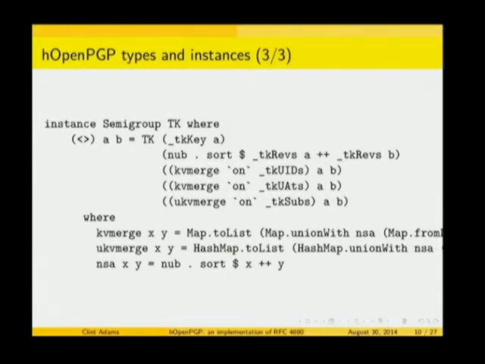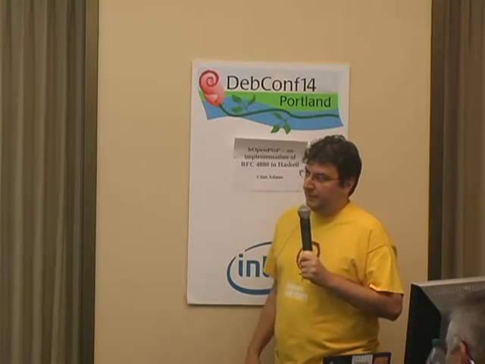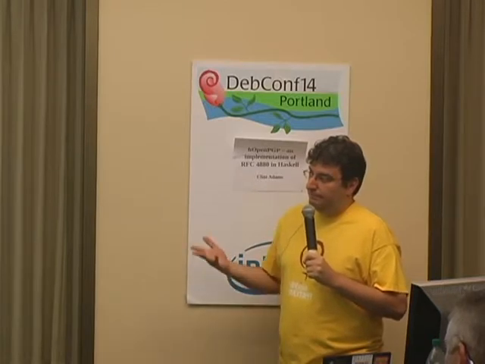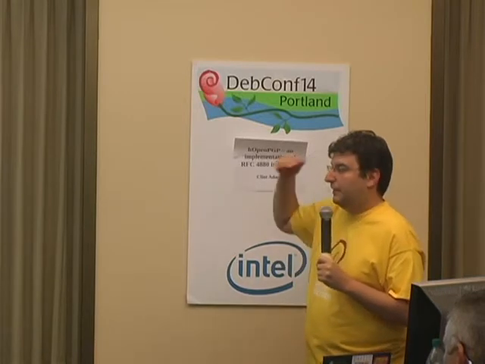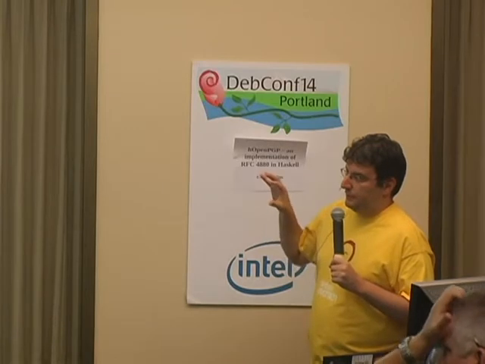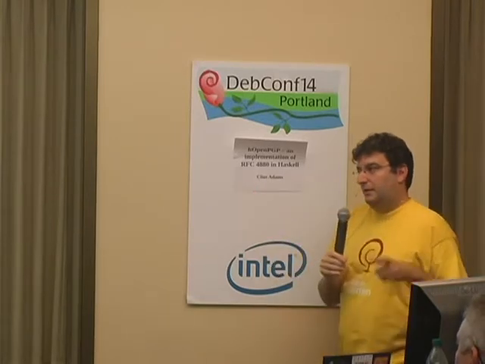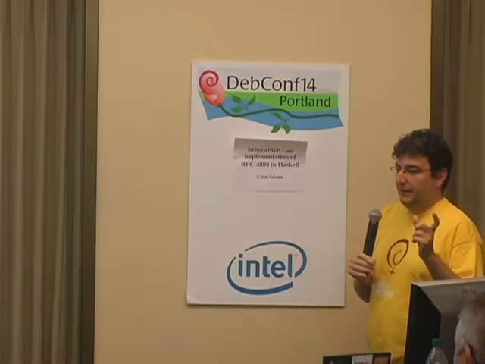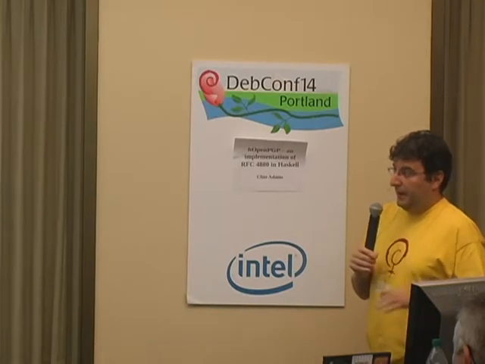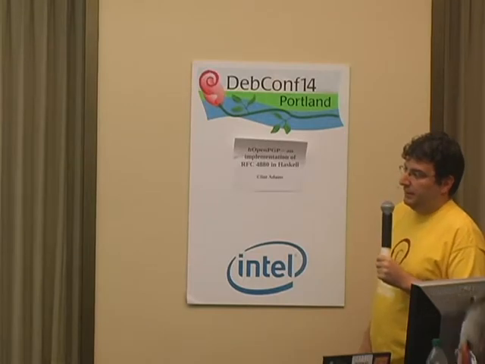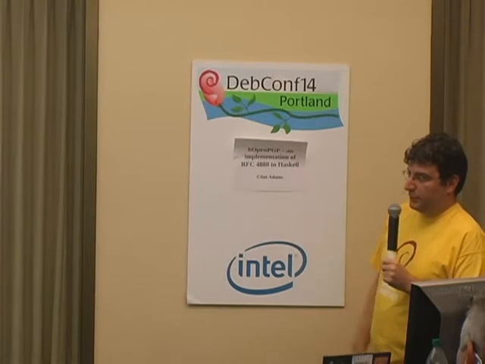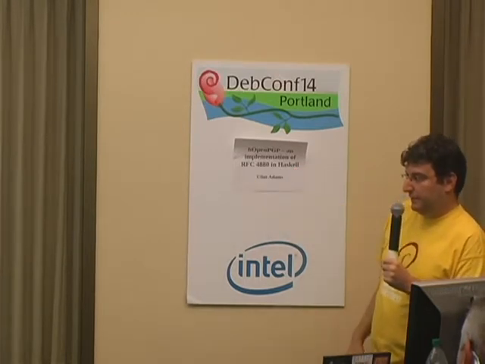And then this is the semigroup instance. A semigroup is a set with an associative binary operator. For a long time, I wanted to make a monoid, but I couldn't figure out how to do the identity element. So I made a semigroup instead. So this says how to basically merge two keys. If you have key A and key B, we're going to take the public or secret key from key A, and we're just going to throw away that part from key B. And then for the revocations, UIDs, UATs, and subkeys, we're just going to merge them together with the functions at the bottom in the where clause there.